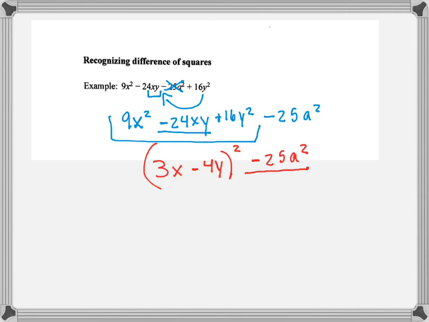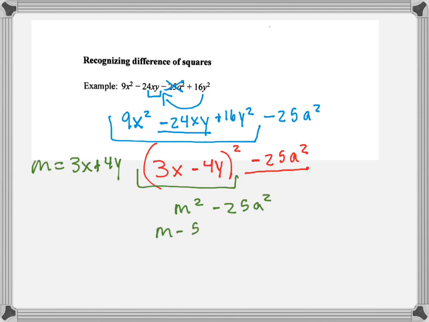So first we're just going to take this expression and substitute it for m. So we're going to do m equals 3x plus 4y, and we're just going to say m squared minus 25a squared. Now, this can be factored super easily. We just have m minus 5a times m plus 5a, and as we know about difference of squares, these are going to cancel out to become m squared minus 25a squared.